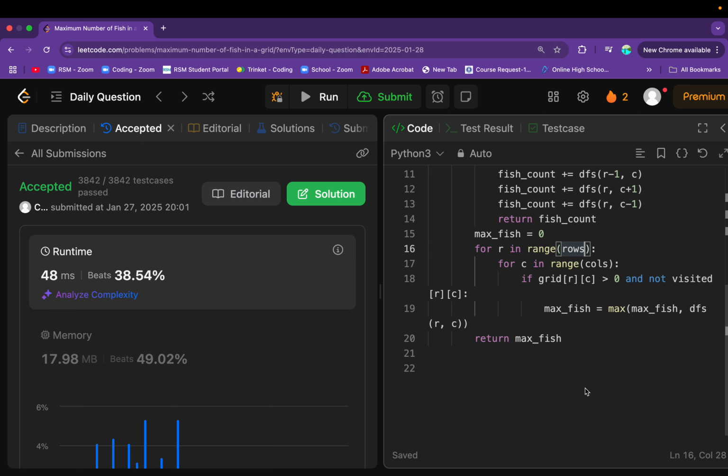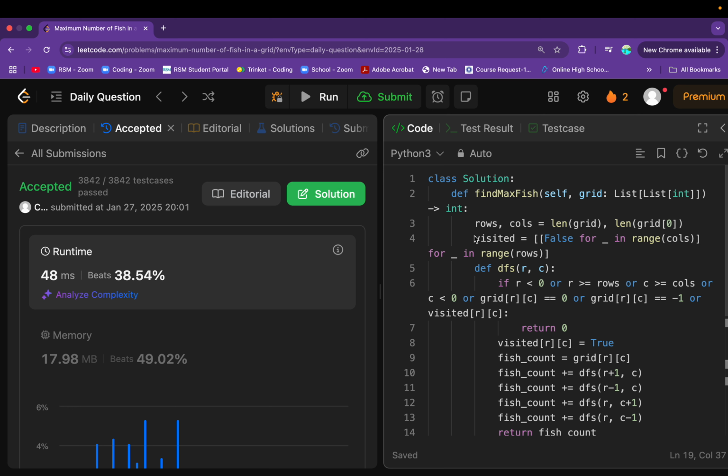So for the runtime complexity, this is going to be big O of m times n, where m is the number of rows and n is the number of columns. Why? Because we're just visiting every single cell at most once in these nested loops here. That's our bottleneck. And for the memory or space complexity, it's also going to be big O of m times n, because we're using this visited 2D array, which has the exact same dimensions as our grid, m times n, and our recursion may go as deep as the number of cells in the worst case.